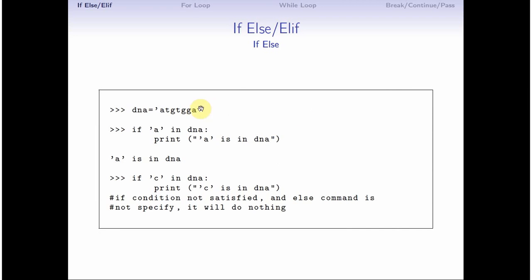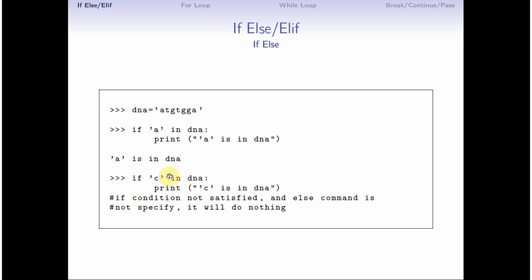So here is an example. This is the DNA sequence we have. If A in DNA, print this, with double inverted commas: A is in DNA. So if this is your DNA, if A in DNA, there is A in this sequence, this string. So yes, true. You run this code.